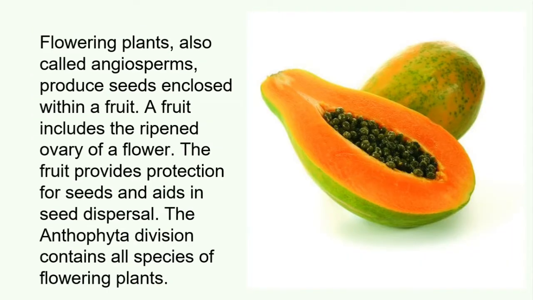Flowering plants, also called angiosperms, produce seeds enclosed within a fruit. A fruit includes the ripened ovary of a flower. The fruit provides protection for seeds and aids in seed dispersal. The Anthophyta division contains all species of flowering plants.